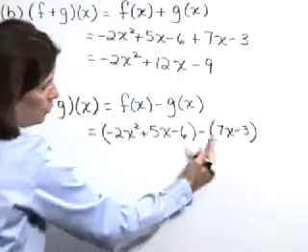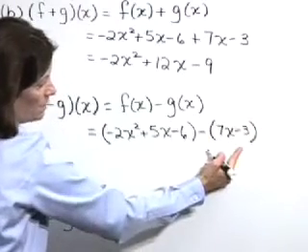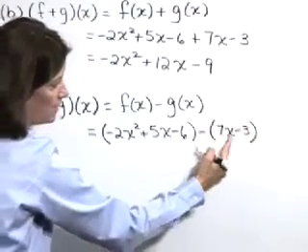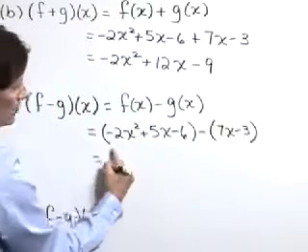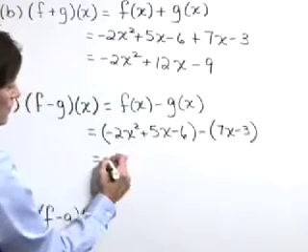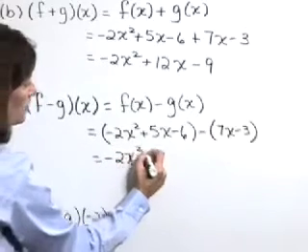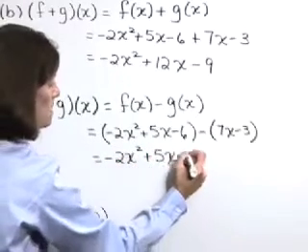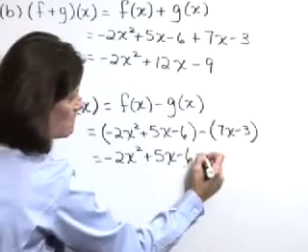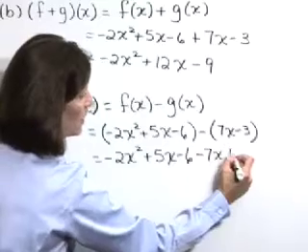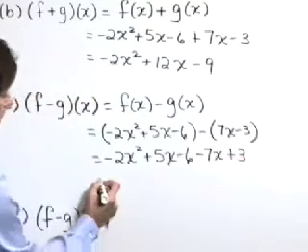Be sure to open a set of parentheses here, and remember to distribute that minus sign now to each term. Let's go ahead and do that. We can write f of x without these parentheses as negative 2x squared plus 5x minus 6. Distributing now, we have a minus 7x and plus 3.